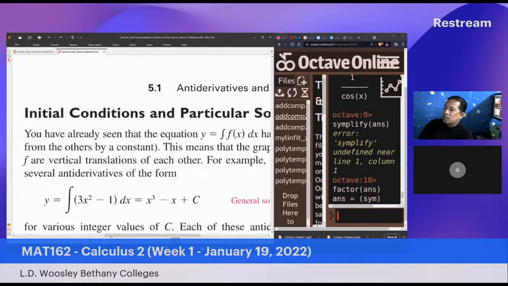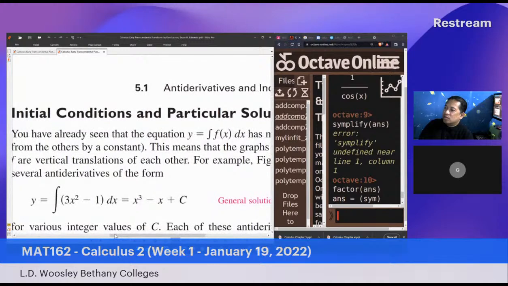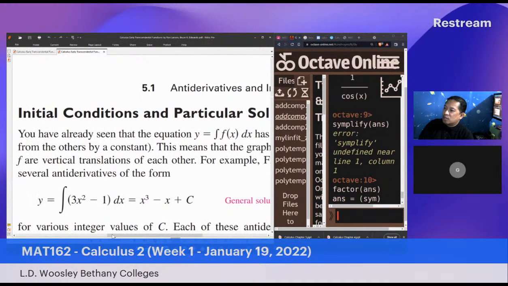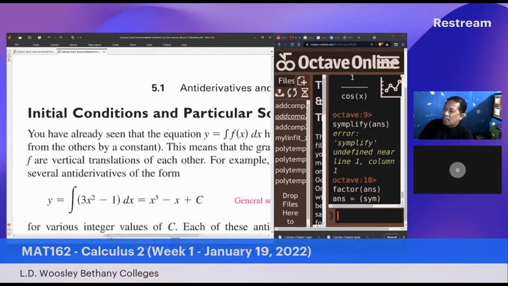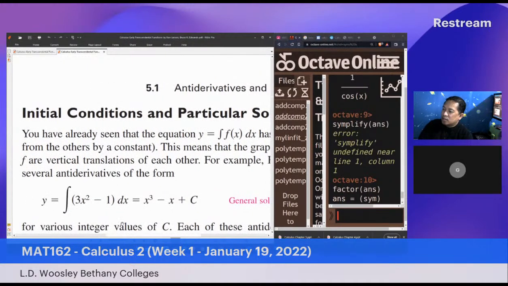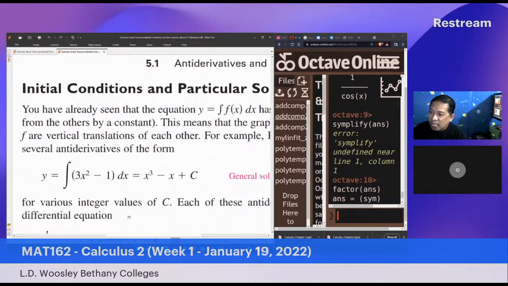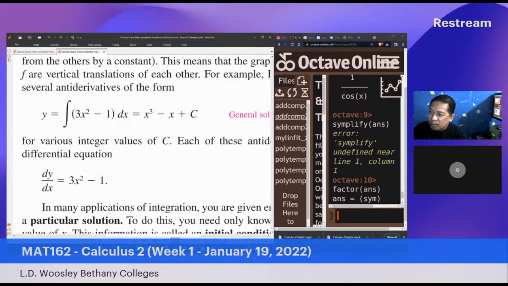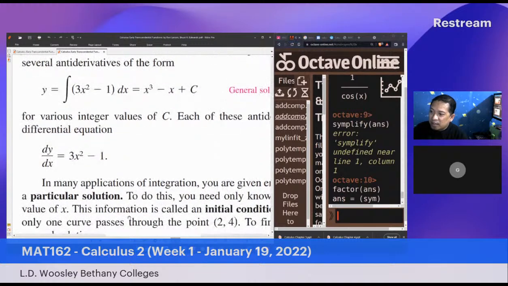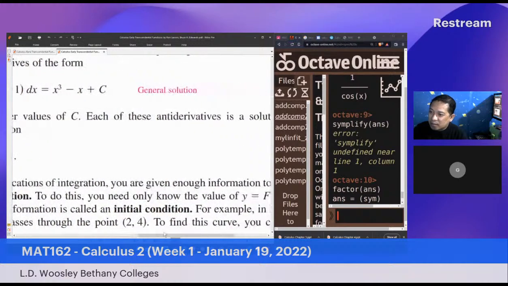So we have here a particular solution. Depende yan sa corresponding values ng C, no? So for instance, you have 3x squared minus 1. The integral is x cubed minus x plus C. Yan. But depending, no? If you have a particular solution, you may have intended to have a particular value of C.